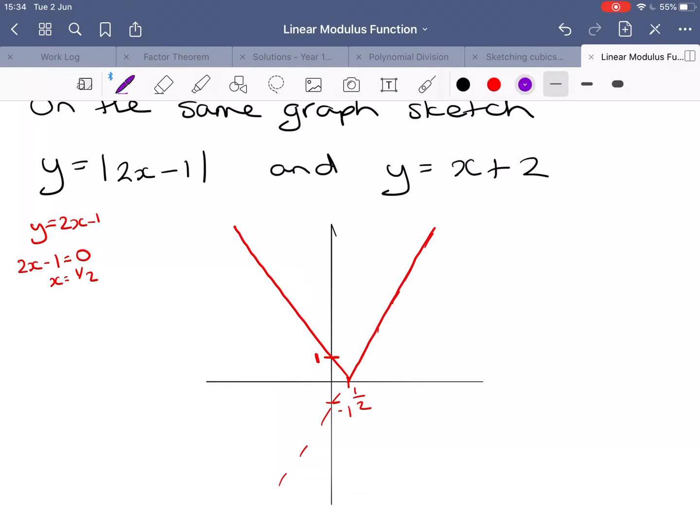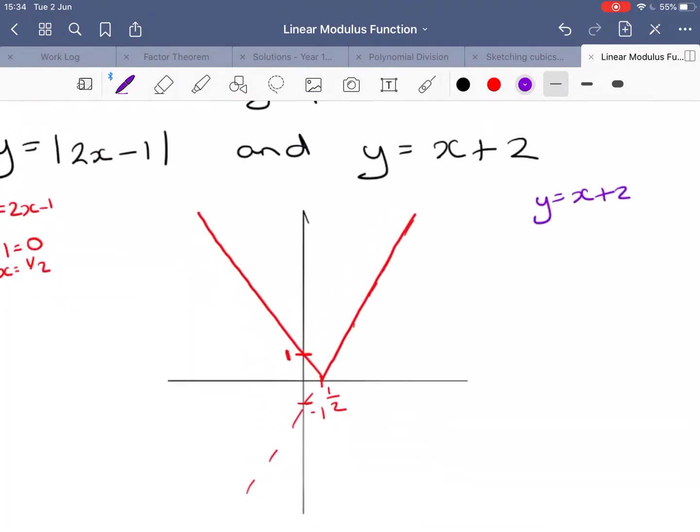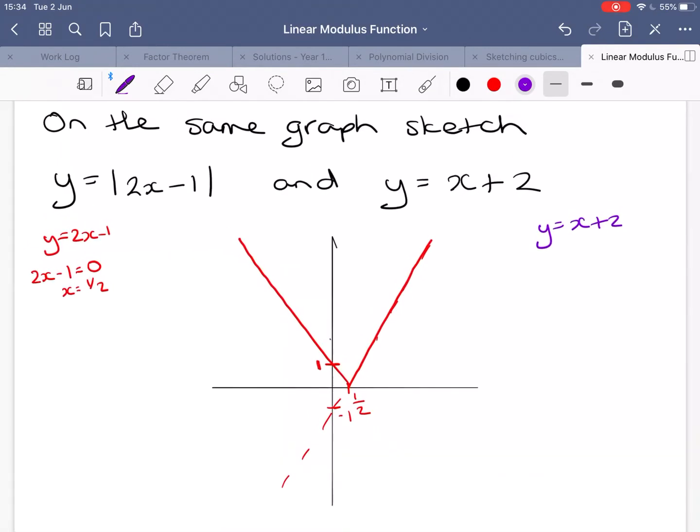Right, the second line, y equals x plus 2. Well, this one is going to cross the y-axis at 2, and is going to have a gradient of 1. Now, the only thing I have to think is, is that steeper or more shallow than my modulus gradient? Well, this modulus graph has a gradient of 2. So a gradient of 1 is more shallow. So I need to draw a shallower line. So in this case, it's going to go a bit like that.